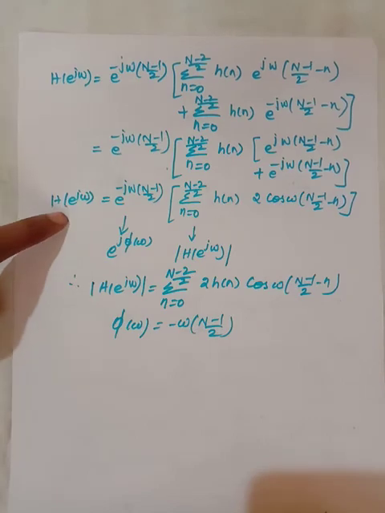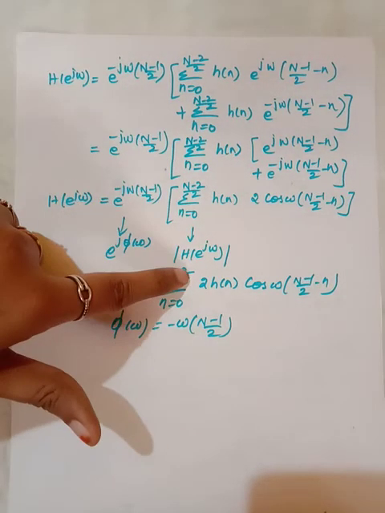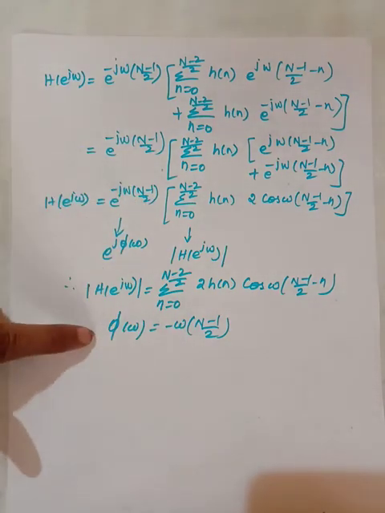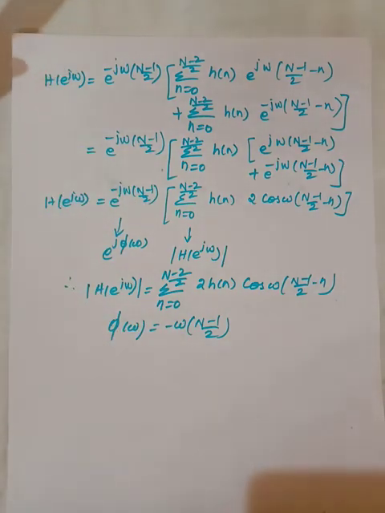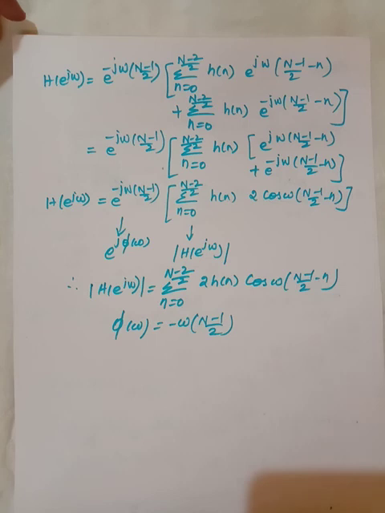Now this is the frequency response we have found. This is the phase response and this is the magnitude response. Now I have written it separately. So that is the procedure to find the frequency response when n is odd and n is even for the symmetric condition. Next we will see the antisymmetric condition when n is odd and when n is even.